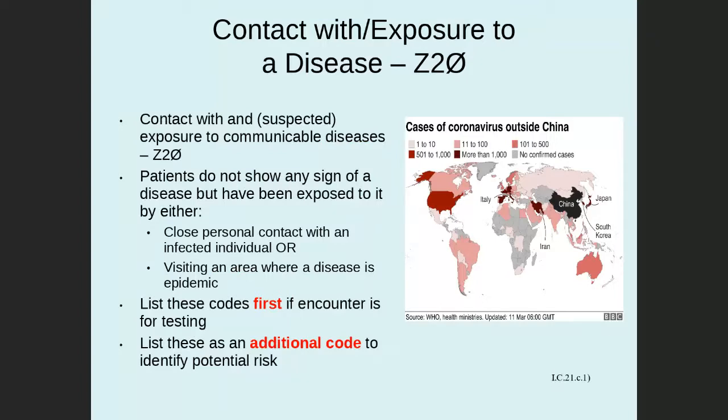A patient may also be seen because he or she had contact with or exposure to a disease. These codes are used when the patient has no signs or symptoms of the condition, but may still be at risk due to contact with or exposure to it. If the reason for the encounter is for testing for the condition, list a Z20 code first. Again, if the reason for the encounter is for another reason and the physician also performed a test, then code first for the other reason.